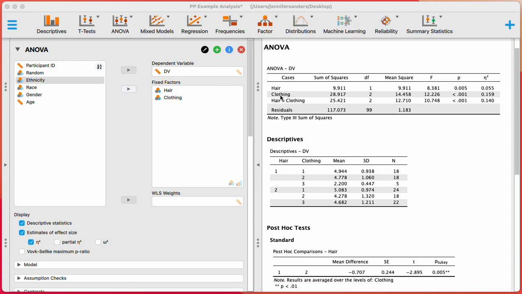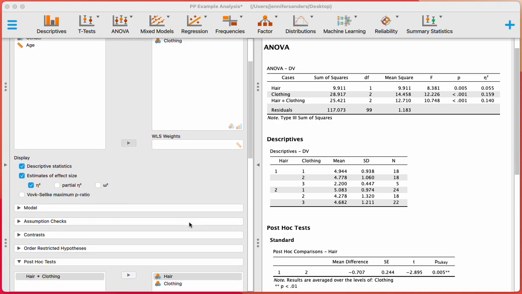Okay, so our omnibus test revealed that there was a significant interaction effect. And so we will need to probe through a post hoc analysis to find out where that actually is. While the main effects of hair and clothing use the marginal means to see if there were differences, the interaction effect will use the cell means, which are right here, these descriptive statistics. So we won't need to get the marginal means for this one, but we will get the post hoc analysis.